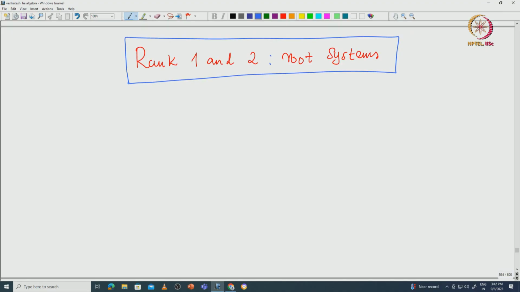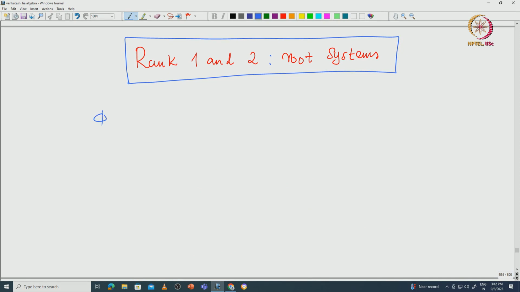Welcome back everyone. In this lecture we will continue to see some basic properties of root systems, and using those properties we will completely classify rank 1 and rank 2 root systems. That means dimension 1 and dimension 2 root systems. For that purpose, let us try to understand some of the basic properties.